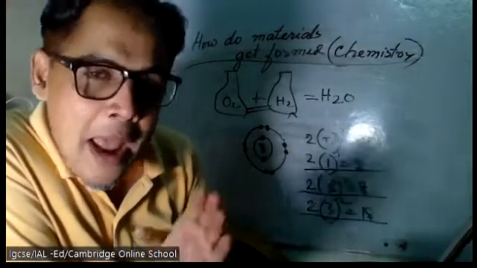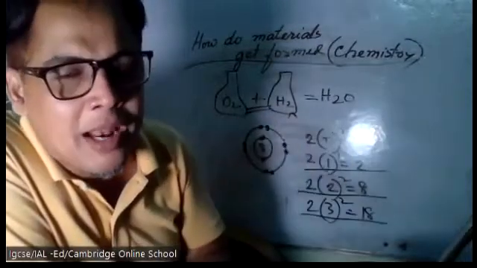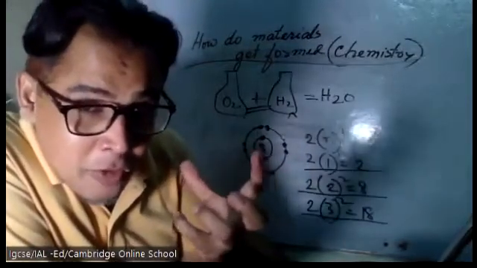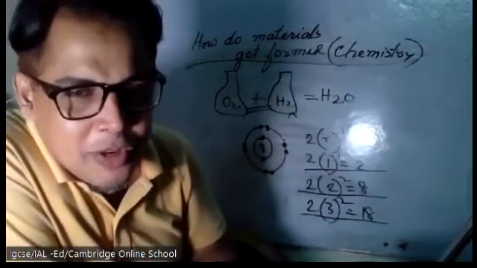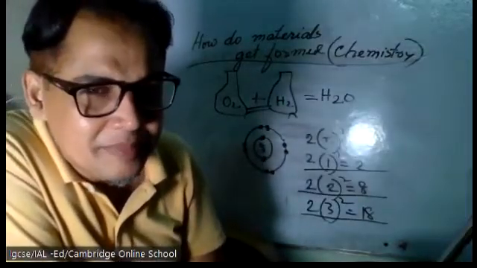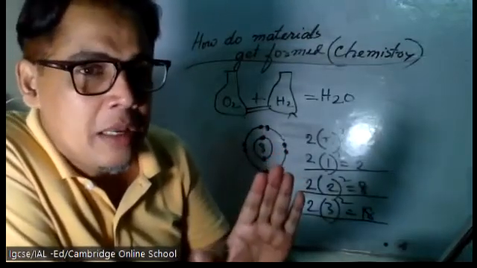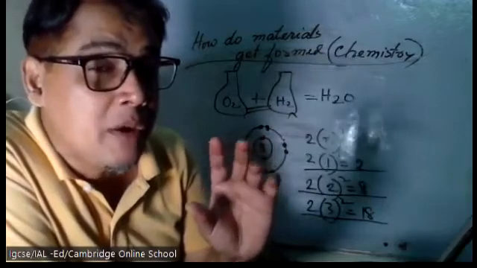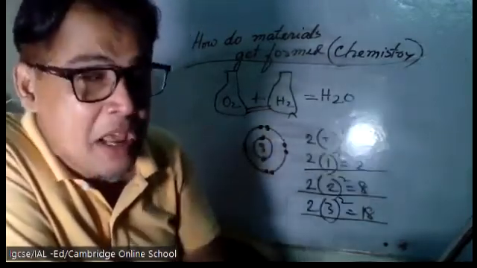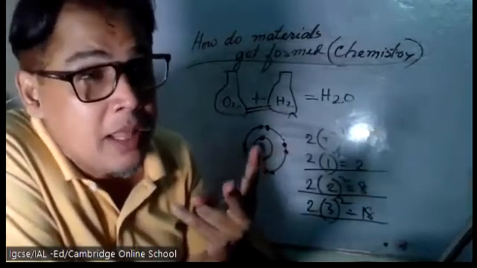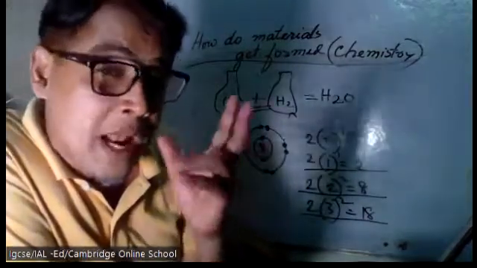Tell me, how many kinds of origin materials are there in this world? 118. These 118, in some materials 3 or 2 are present, in some materials only 1 is present. In water there are two. In chlorine there are 2, chlorine and chlorine.